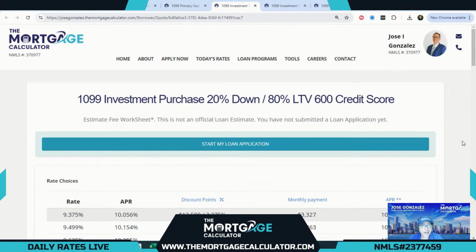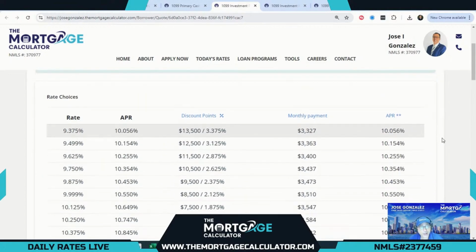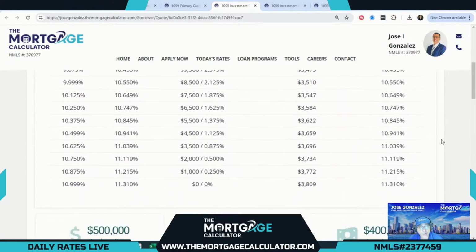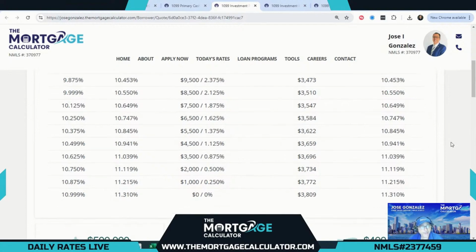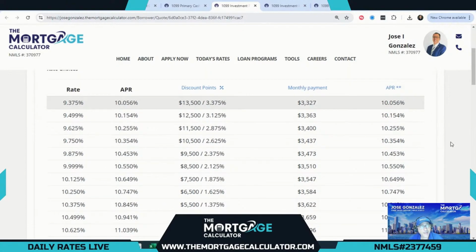And our 1099 investment option with a 600 credit score, which is the lowest credit score, by the way, that we have available for this option, 10.999 is our lowest cost option at par. And you can buy that down to 9.375 at a cost of 3.375 points.